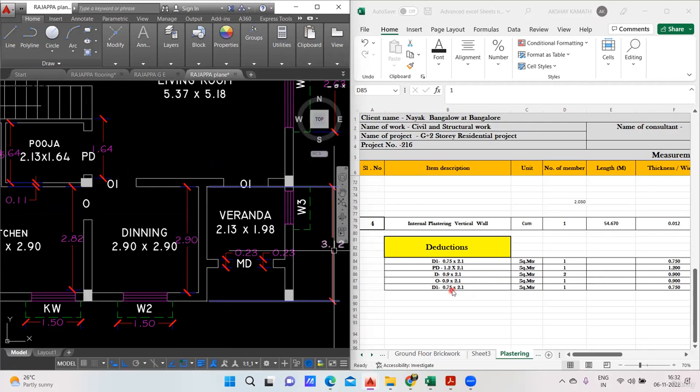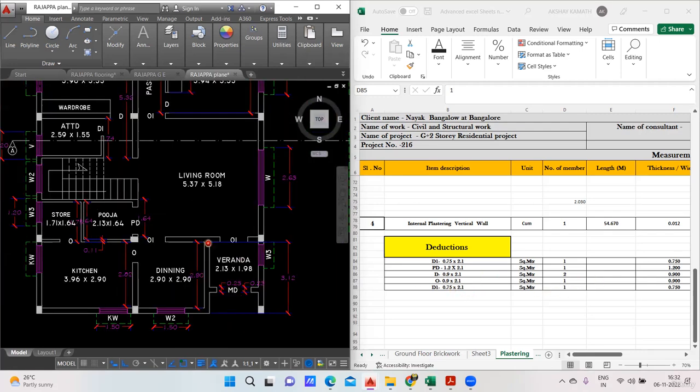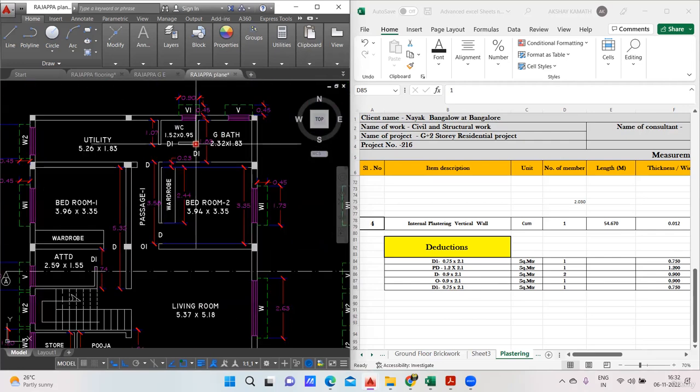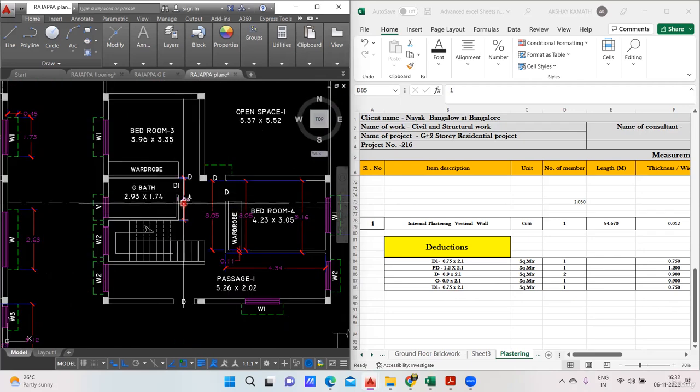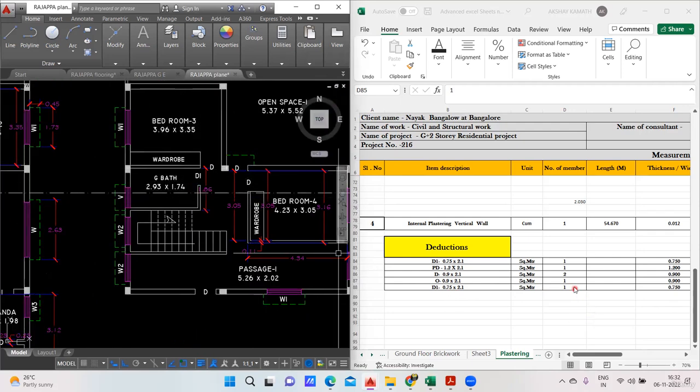Okay. And next D1 is there. Only one D1 is there. So one D1 is this one. This is one D1. Okay. Vertical wall. So D1 is one. Again, do you have any D1? No, we don't have any D1. Okay. Here there is another D1. No. So it is two then. Okay. Two it should be.